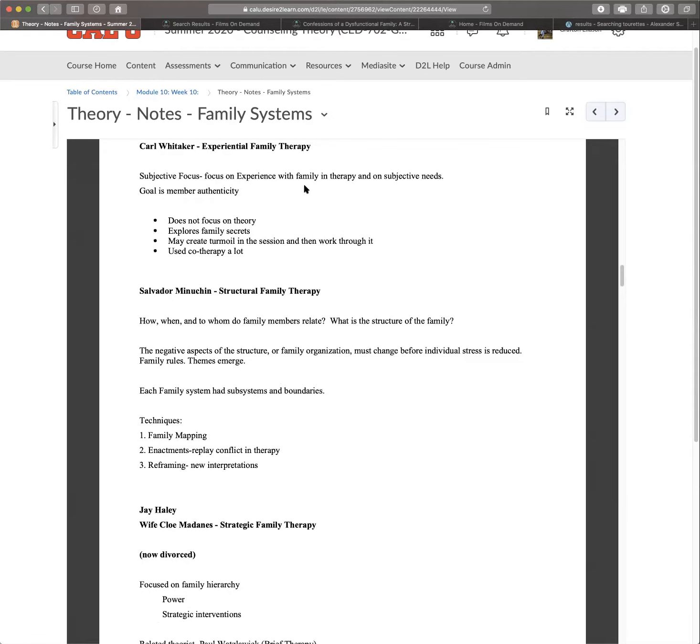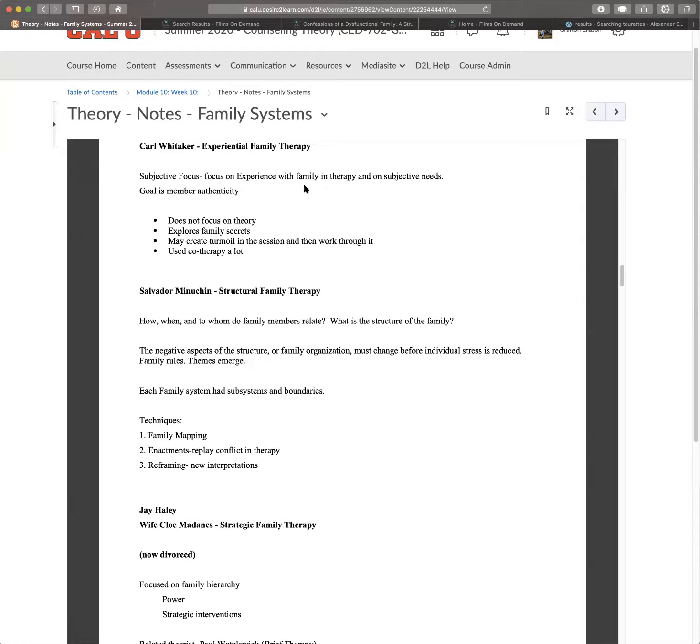Carl Whittaker, Experiential Family Therapy. He has a subjective focus on experience with the family. He likes working with a co-leader. Doesn't focus on any specific theory. I think he integrates a lot.